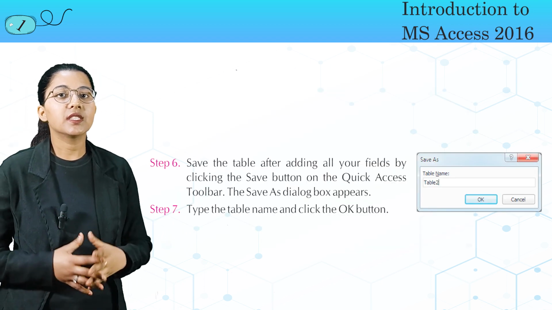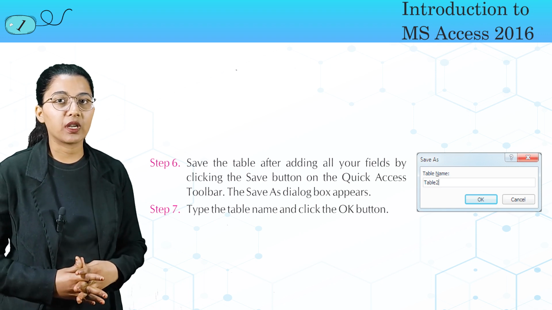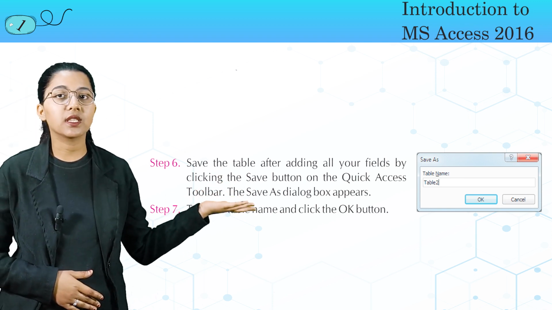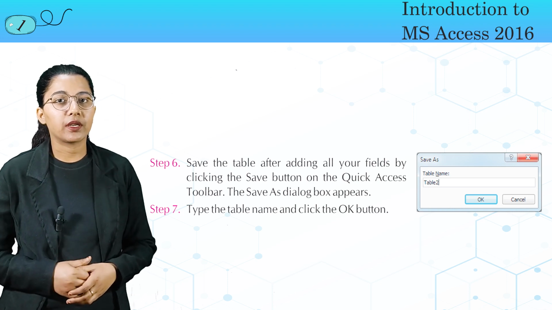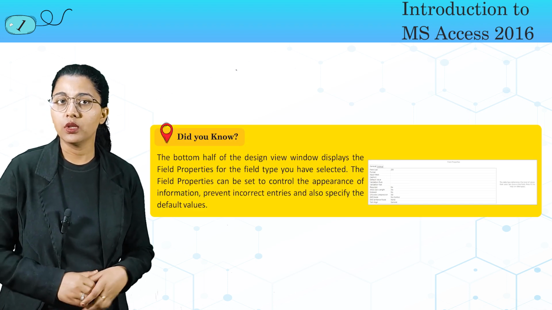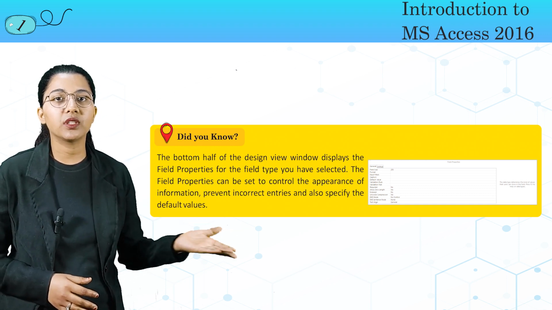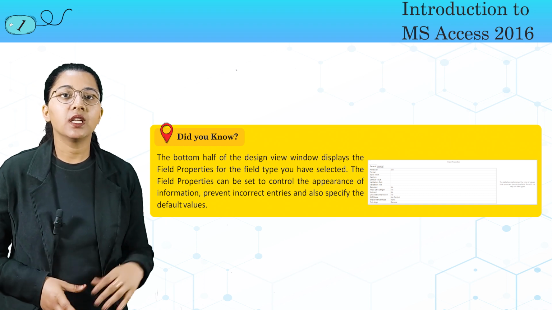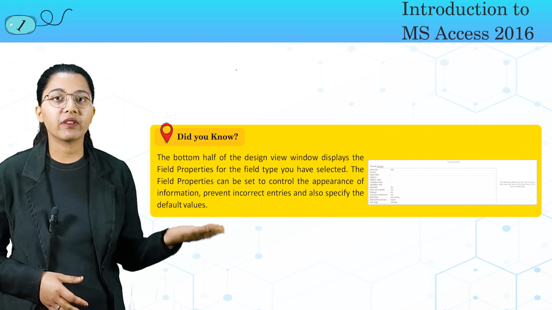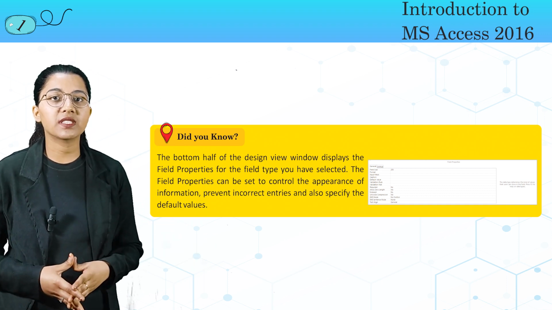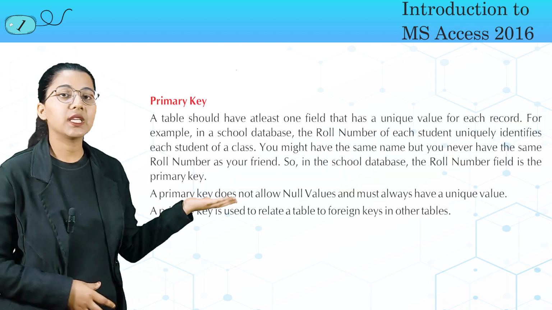Now step 6, save the table after adding all your fields by clicking the Save button on the Quick Access Toolbar. The Save As dialog box appears. Here you can see the Save As dialog box. Now step 7, type the table name and click the OK button. So students, did you know? The bottom half of the design view window displays the field properties for the field type you have selected. The field properties can be set to control the appearance of information, prevent incorrect entries, and also specify the default value.